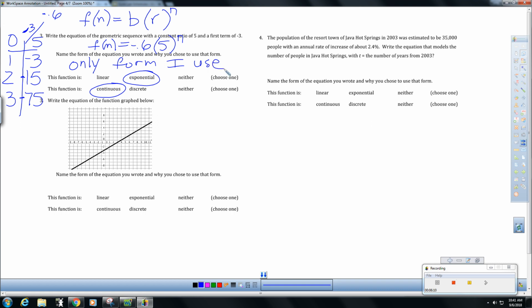Okay? Alright, number 3. Let's answer the questions first. Is this linear? Is it discrete or continuous? Can we only put in whole numbers? Is it dots or is it a line? It's a line. If it's a line, it's continuous. If it's dots, it's discrete. Okay? Alright. Now, what's the Y-intercept?